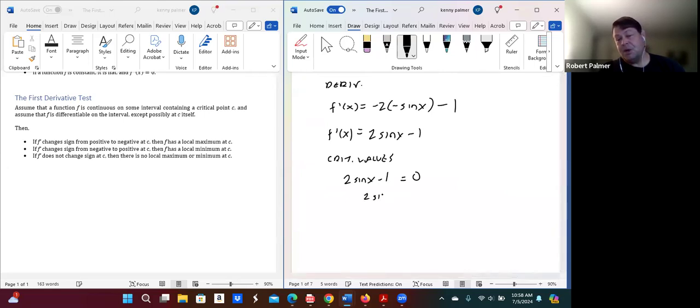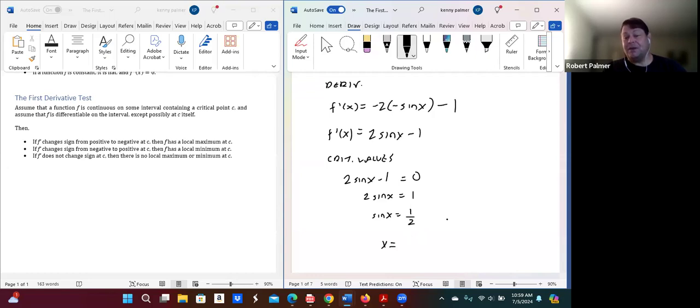We have 2 times the sine of x is equal to 1. And then divide both sides by 2. So the sine of x is equal to 1/2. Okay. This goes back to solving trig equations. So this is something where we're bringing in the unit circle, for example. But basically, this has solutions. So x is equal to, what makes the sine of x equal to 1/2?